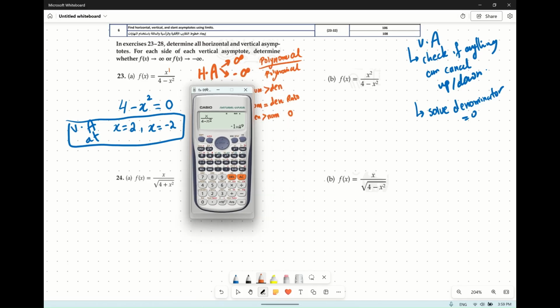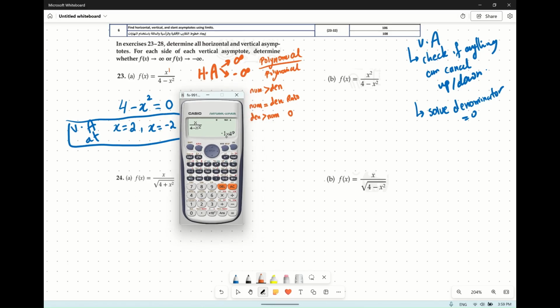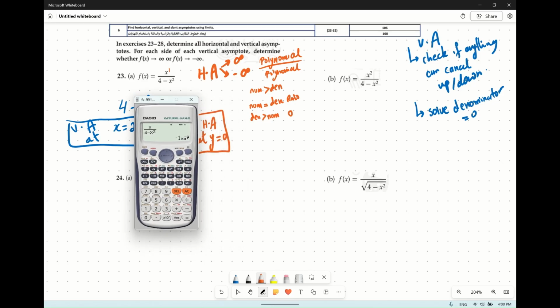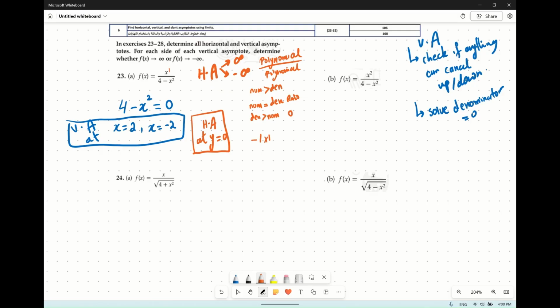Okay, so look what do I get. I get minus 1 times 10 to the power negative 9. What does this mean? This means minus 0 point and then 9 zeros and then 1. So this number is approximately 0. Whenever you see 1 or minus 1 times 10 to the power of a negative number, this means the answer is 0.